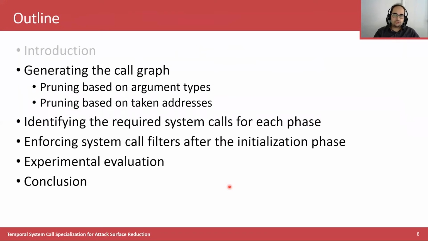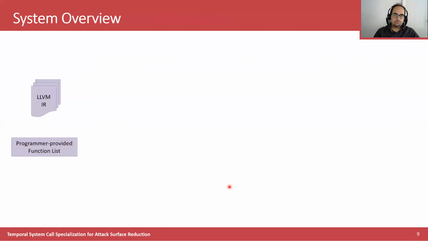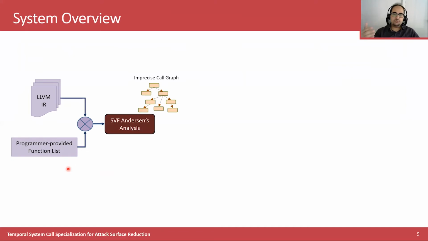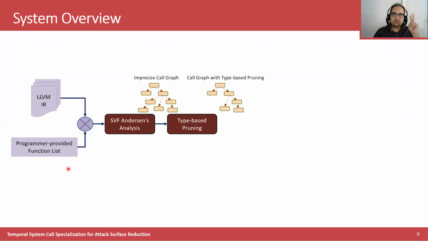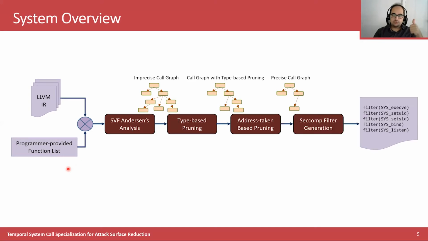Now that we have a brief introduction, let's move on to how our approach and tool actually works. To give a top-level overview, we need the source code of the application and the libraries, and we compile them using LLVM with LTO optimization enabled. We require the programmer to specify the functions at the beginning of the serving phase. We feed the LLVM IR into SVF Andersen's analysis and generate our initial call graph. Due to imprecision, we apply two pruning techniques on top of that call graph, one type-based and the other address-taken-based pruning. When we acquire the set of required system calls, we generate seccomp filters to apply more restrictive filters.